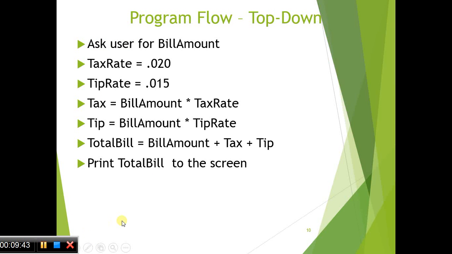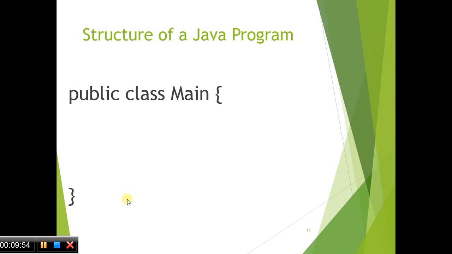Here, for the most part, our programs are going to be top-down. Our program flow, we're going to start at the beginning, and we're going to move line by line through our text. All right, so this is an example of the standard structure of a Java program. We're going to use the words public class main, and that main is going to be the name of our program, so we might call it different things.